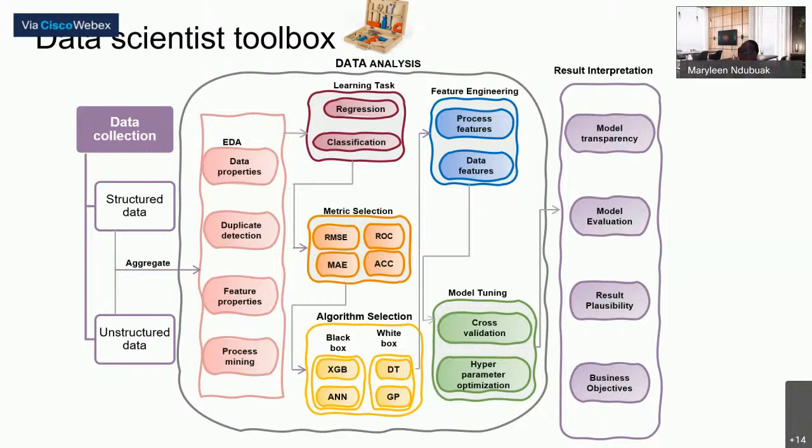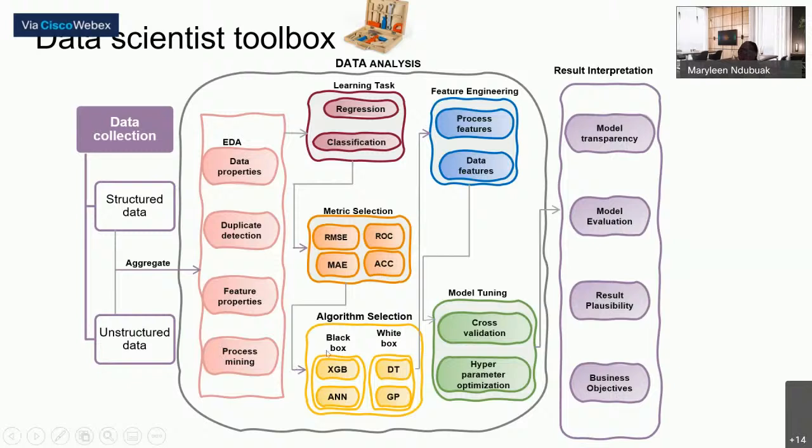Then it takes you to your learning task, really, like are you doing a regression? Are you doing a classification? What evaluation methods do you want to use, like we mentioned, is it accuracy, root mean squared error, mean absolute error? And then you go to algorithm selection.